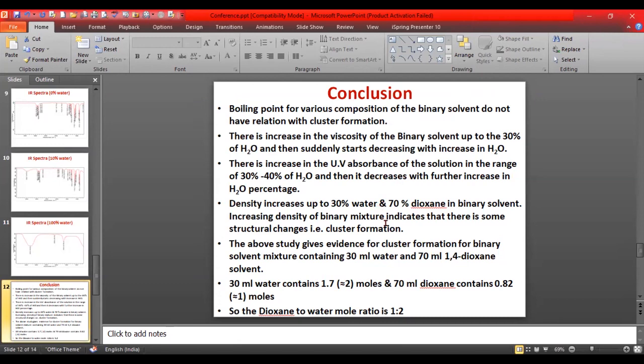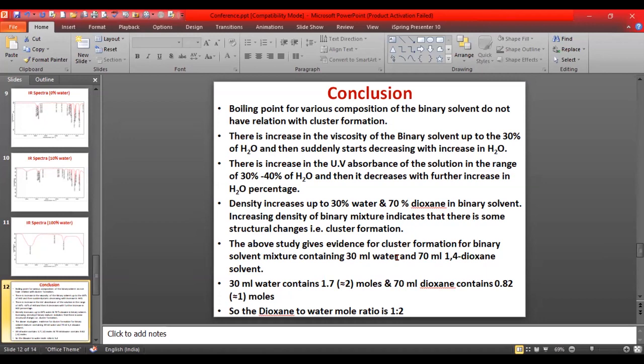And if you see the density, the same changes we are seeing: at 30% you are getting more density for the binary solvent mixture. So again, we are having the same changes at the same composition of the binary solvent. So what we get is that in the binary solvent system, we get cluster formation, and that cluster formation is at 30 ml water and 70 ml 1,4-dioxane.